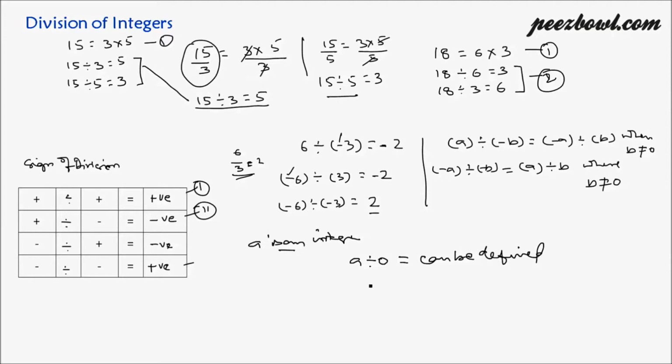And when 0 is divided by an integer other than 0, then its value is equal to 0. That is, when 0 is divided by a, when a is not equal to 0, then its value will be 0. Another property is that any integer divided by 1 gives the same integer. So for the same integer a, when a is divided by 1, we will get the value a. So these are some properties, some rules, some methods to perform division on integers.